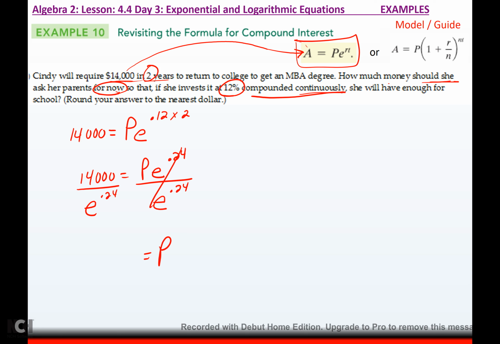Wait a minute, let me use parentheses. 14,000 divided by parentheses. I don't know if it makes a difference. I just don't trust the calculator. E caret 0.24. No, we're good.